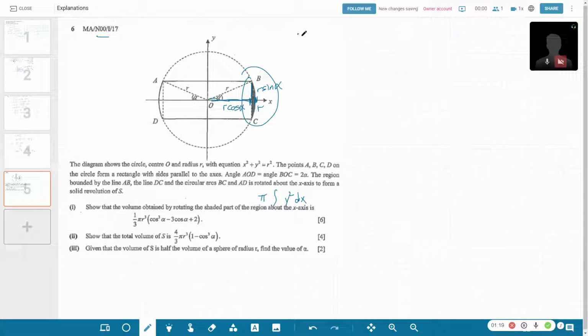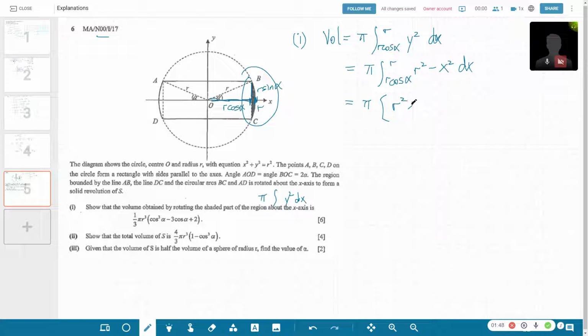So the volume for part 1 is just going to be pi integrate from r cosine alpha to r of y squared dx. When we make y squared the subject, from here you'll just get r squared minus x squared. So everything from there is pretty straightforward: r squared x minus 1/3 x cubed, from r cosine alpha to r.